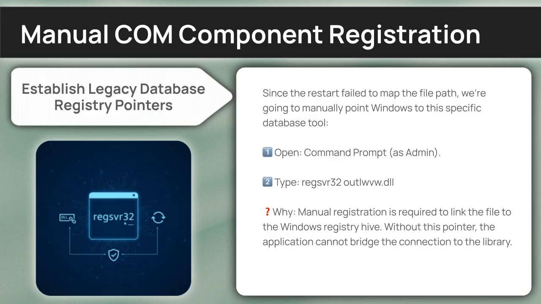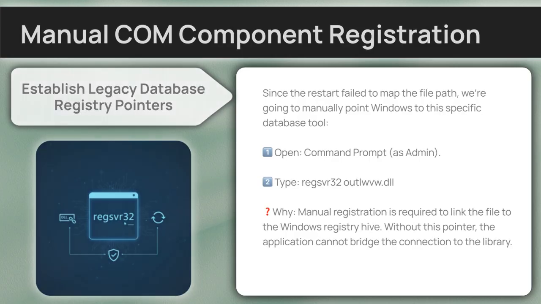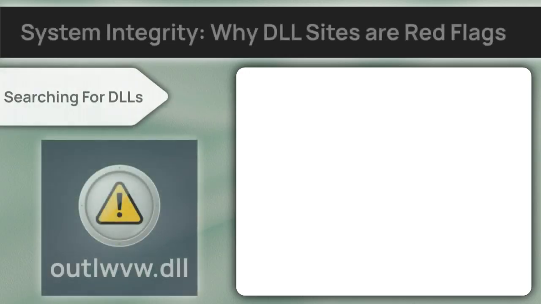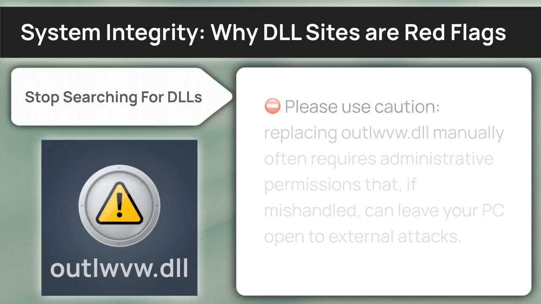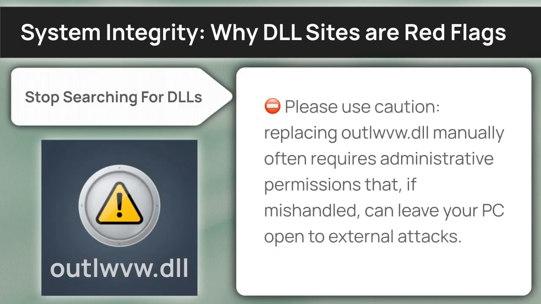Why are we doing this? Well, manual registration is required to link the file to the Windows registry Hive. Without this pointer, the application cannot bridge the connection to the library. From a systems engineering perspective, there is one major security pitfall I need to help you avoid. Warning: Outlwvw library DLL missing error is often a symptom of a larger issue that a simple manual download will never be able to fully resolve.